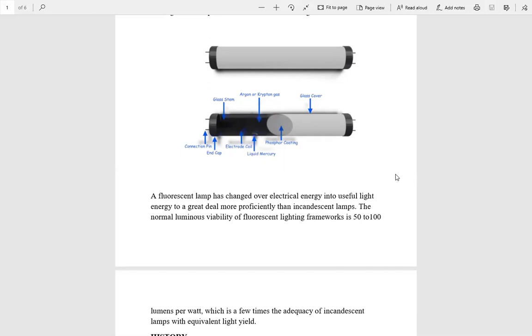The lamp's anodes are normally made of snaked tungsten and typically alluded to as cathodes due to their primary capacity of discharging electrons. For this, they are coated with a blend of barium, strontium, and calcium oxides to have a low thermionic emission temperature. Fluorescent lamp tubes are normally straight and long. The length of the commonly used lamp is around 100 millimeters.